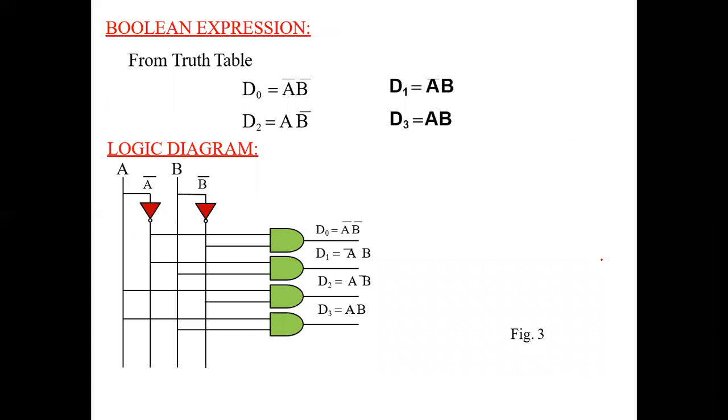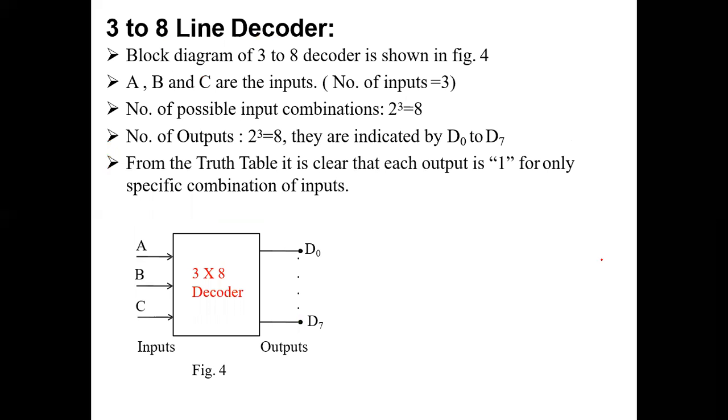Next, the Boolean expression for this 2 to 4 line decoder. There are 4 outputs, so you have to draw 4 K-maps for the 4 outputs. In the logic diagram, we define A bar, B bar, like that. Then the 3 to 8 line decoder. That is the block diagram of the 3 to 8 line decoder. A, B, C are the inputs, so the number of inputs is equal to 3. The number of possible input combinations is 2 power 3, which is equal to 8.